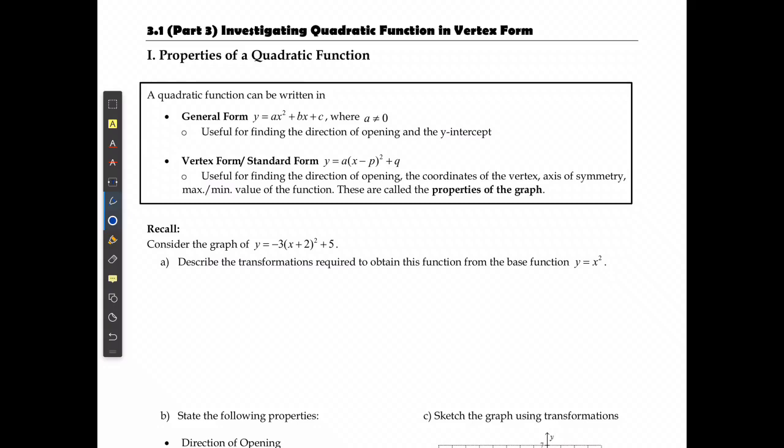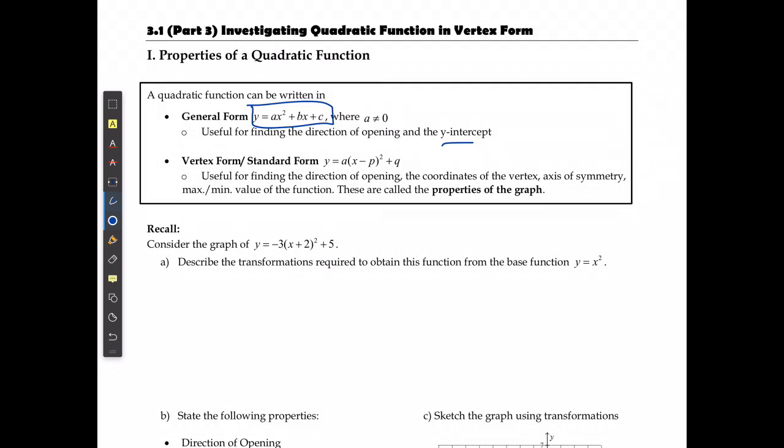All right, let's take a look at our last lesson on vertex forms. So, a quadratic function can be written in general form, y is equal to ax squared plus bx plus c, where a can't equal 0, otherwise it wouldn't have an x squared and wouldn't be quadratic. And this is useful for finding both the direction of the opening and the y-intercept. It's a very fast way of finding the y-intercept, which we'll see later.